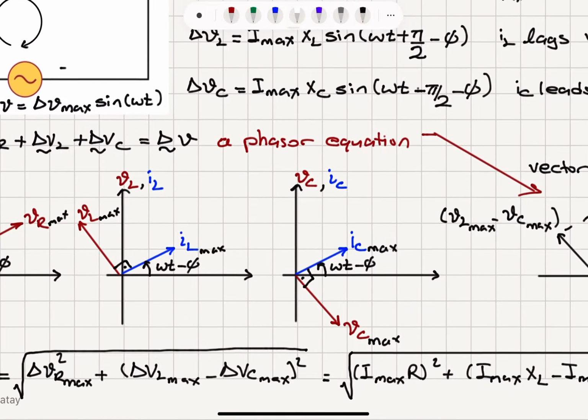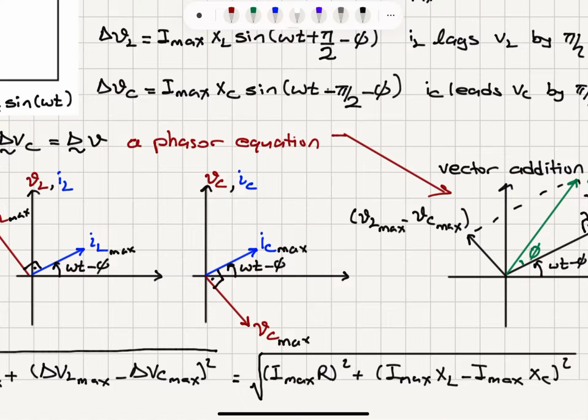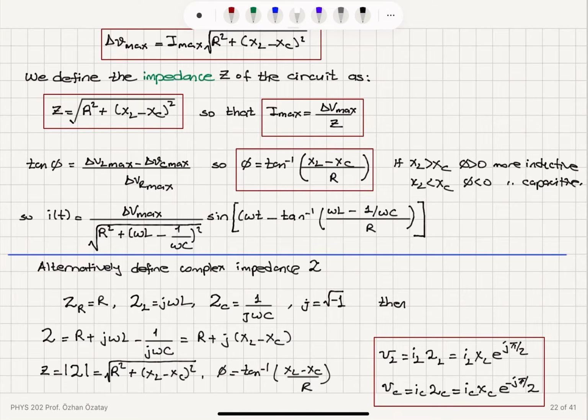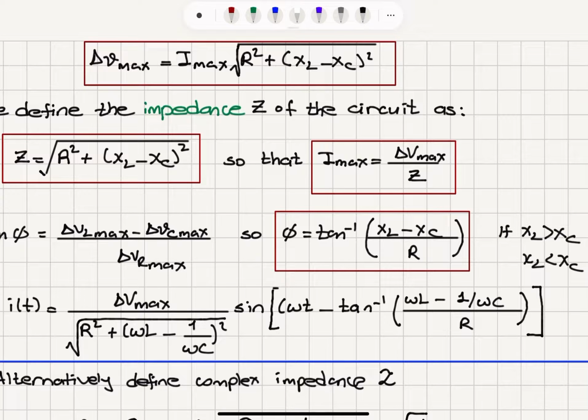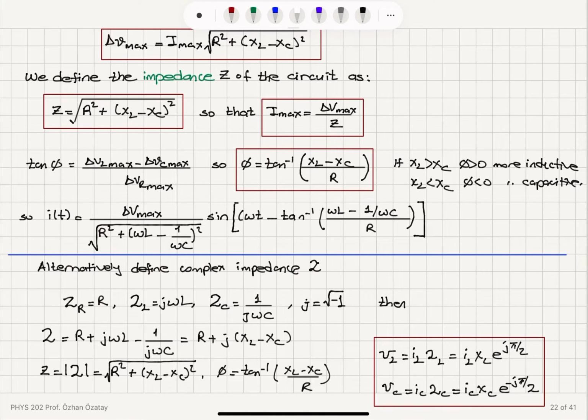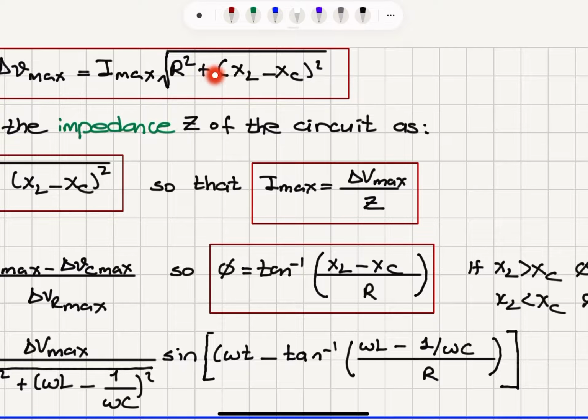So now I can substitute what is delta VR max. It's I max times R, using Ohm's law. Delta VL max is I max times XL, which is omega L, and delta VC max is I max times XC, which is 1 over omega C. So this squared plus this parenthesis squared, square root, using the Pythagorean theorem, I obtain delta V max. All right. So delta V max, therefore, is I max times the square root, because I have I max squared in all terms, of R squared plus the quantity XL minus XC, squared.